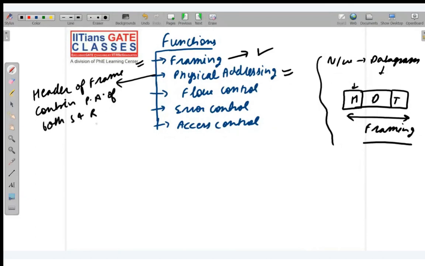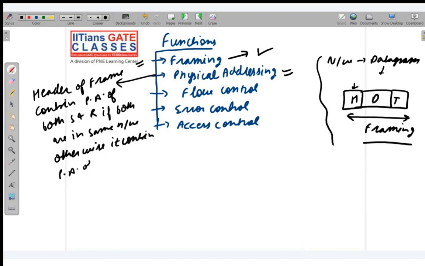Now there is a condition here. When will we say the header of the frame contains the physical address of both sender and receiver? If both are in the same network. Otherwise, it contains the physical address of the sender, and otherwise it contains the physical address of intermediate nodes.